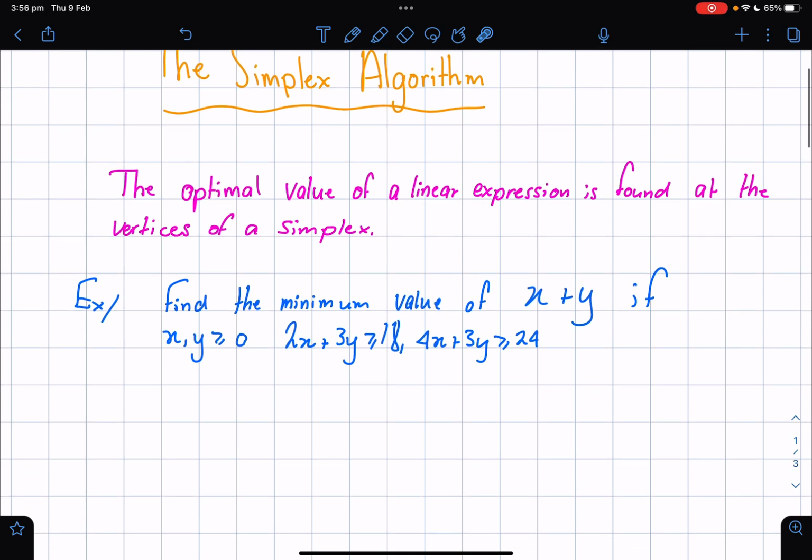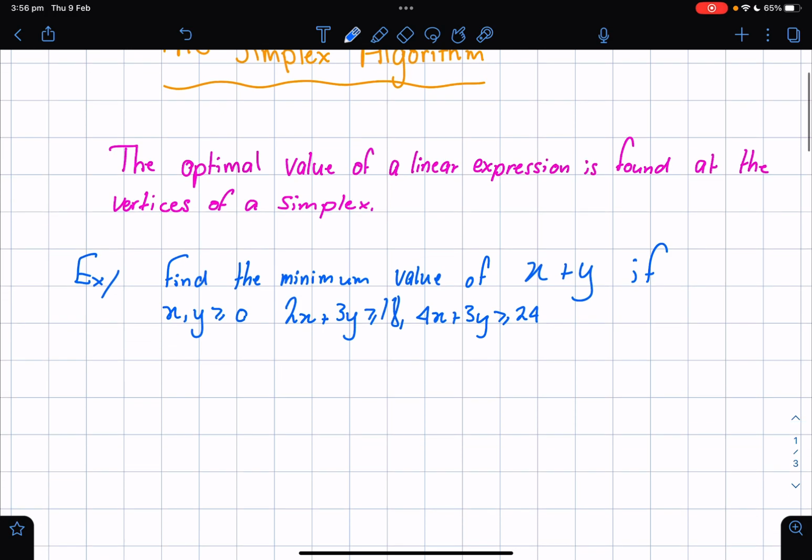So we're going to find the minimum value of x plus y if x and y are greater than or equal to 0, 2x plus 3y is greater than or equal to 18, and 4x plus 3y is greater than or equal to 24. So we want to create our simplex, and we need to do that by graphing our constraints, and these are linear equations. So we need to find our x-intercept and our y-intercept.